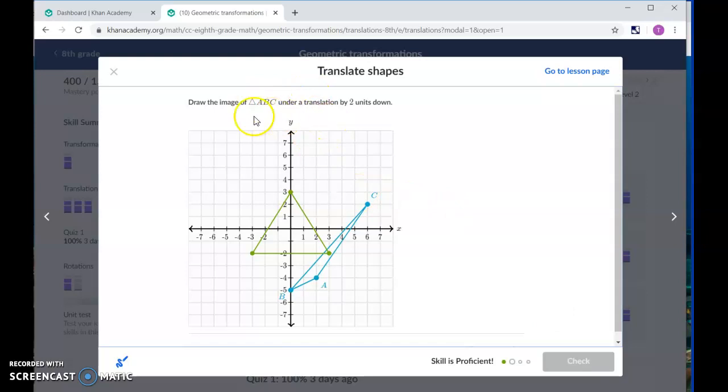Alright, and then this one right here, same sort of thing. I'm going to take this green box, I'm going to make it the same shape as the blue box.